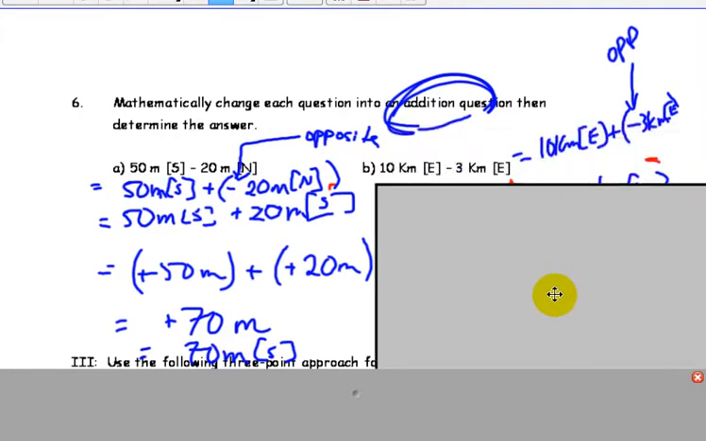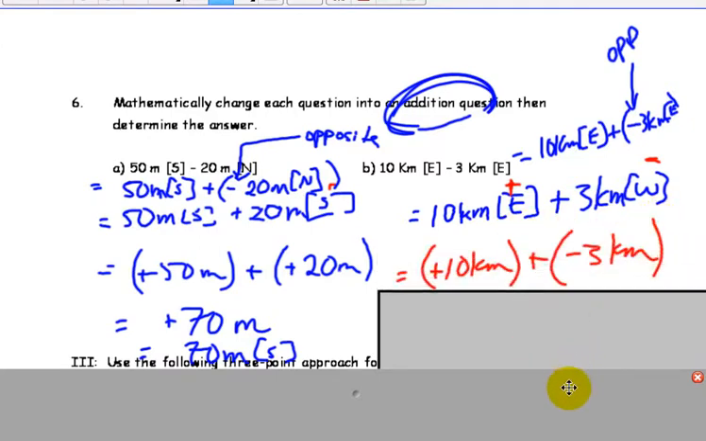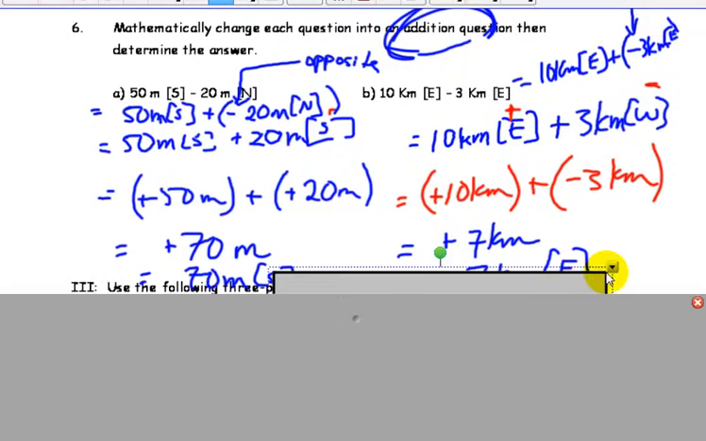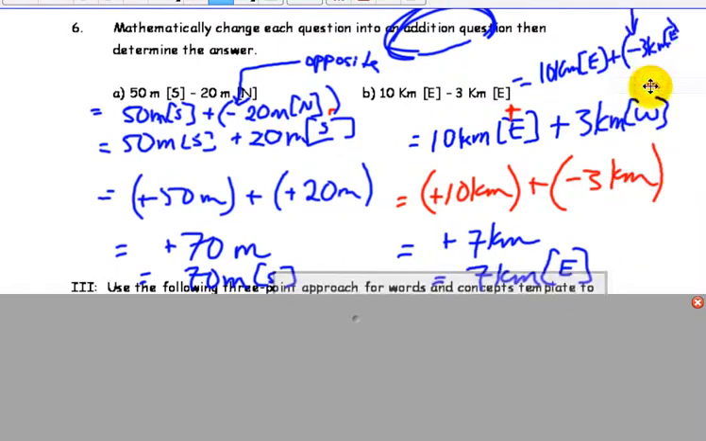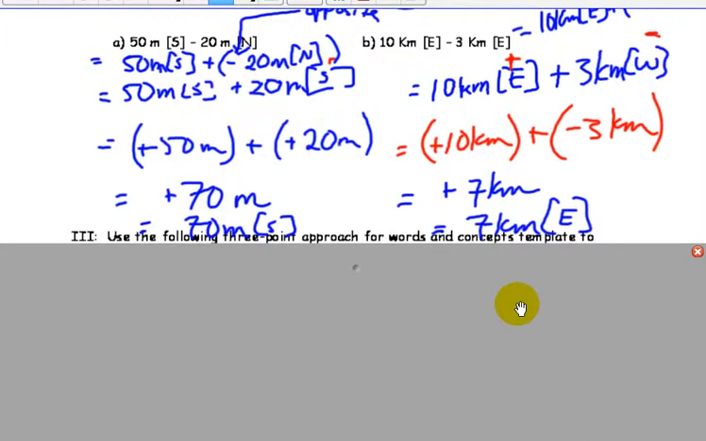Okay, looking at another one here, 10 kilometers east, subtract 3 kilometers east. Again, think of this subtraction as addition, but use the opposite sign. So 10 kilometers east plus the negative of 3 kilometers east. And the negative of 3 kilometers east is going to be west. In this particular example I made east positive, west negative. So mathematically it becomes positive 10 plus negative 3. And the result there is positive 7. And positive in my question meant east. So 7 kilometers east. So you can see that it's a little trick you can use to change vector subtraction into vector addition, and then from there change it into a mathematical method.